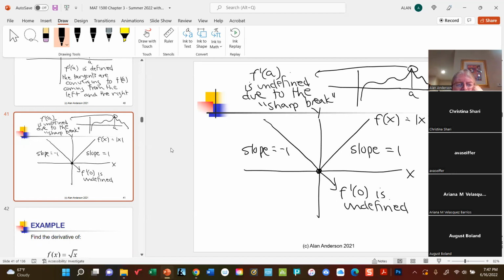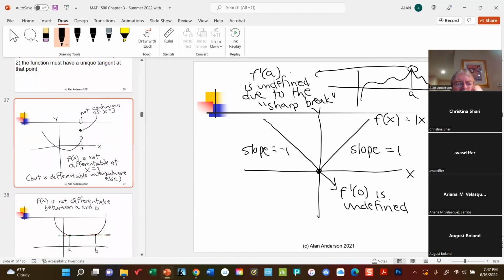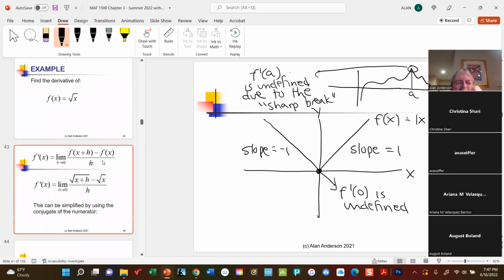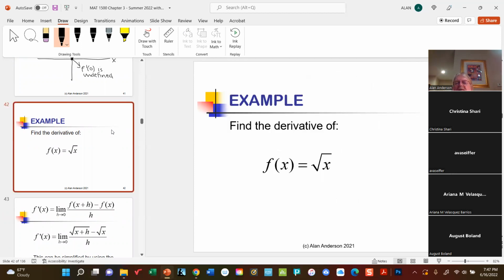So anyway, now what we're going to do, we're going to get some practice calculating derivatives using the formal definition. So let's start out with something simple. f of x is the square root of x.